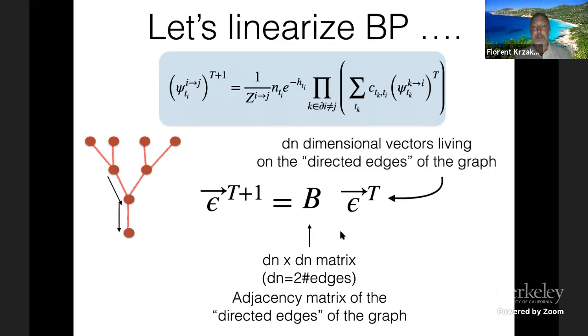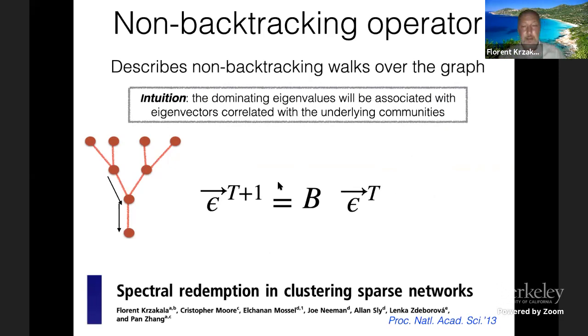Okay, by the way, it's not a symmetric matrix. All right, so now we have a much simpler object. It's all linear, and so perhaps we can try to understand what is going on. So this idea was actually proposed by a group of authors, myself, Christopher Moore, Elchanan Mossel, Joe Neeman, Allan Sly, Lenka Zdeborová, and Pan Zhang in 2013. And our idea was, well, if we look at this matrix, probably they should converge to the eigenvectors of this matrix. So maybe we just can forget about all this BP nonsense and just look at this matrix, and that will give us an algorithm, right?